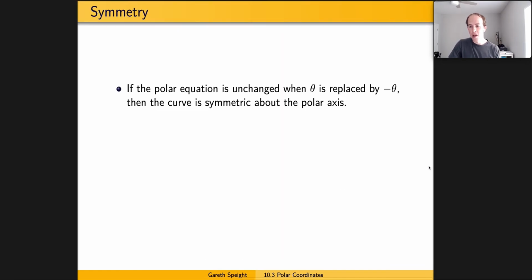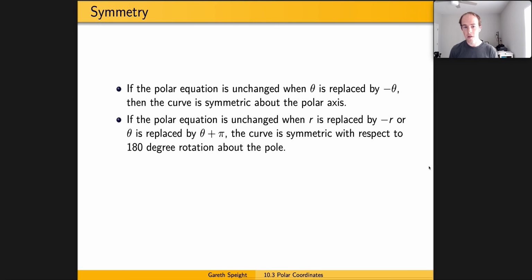A little bit about symmetry. Just like we have symmetry with curves y in terms of x or x in terms of y, we have the same kind of thing in polar coordinates. So if the polar equation connecting r and theta that defines the curve is unchanged when we replace theta by negative theta, that has the effect of flipping through the polar axis. So that means the curve is symmetric about the polar axis, right? Theta and negative theta are on opposite sides of the positive x-axis.